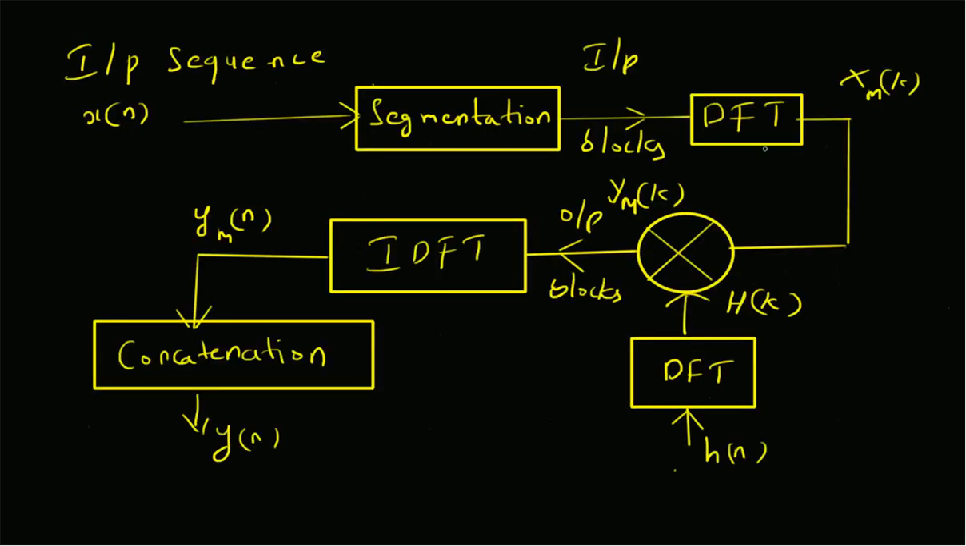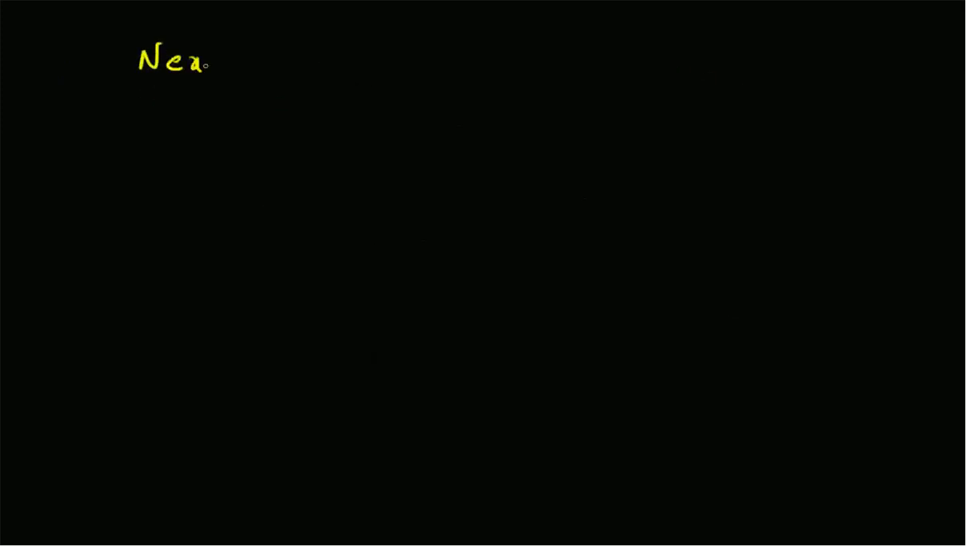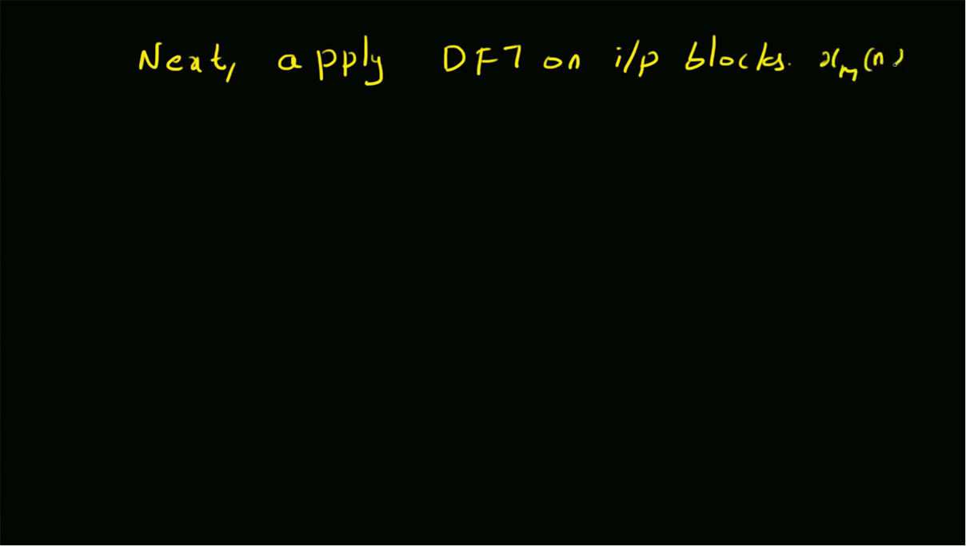So the next step is to apply DFT on these input blocks, and then we'll get this X_m of k. So the next step is apply DFT on input blocks of N, to get X_m of k.